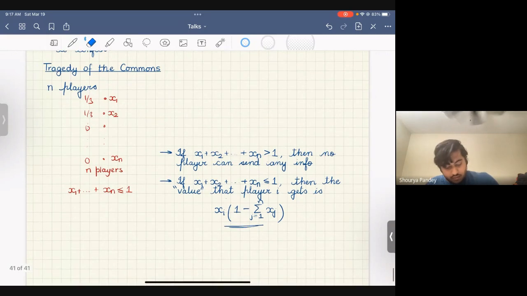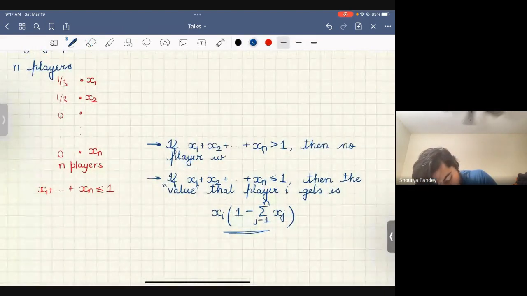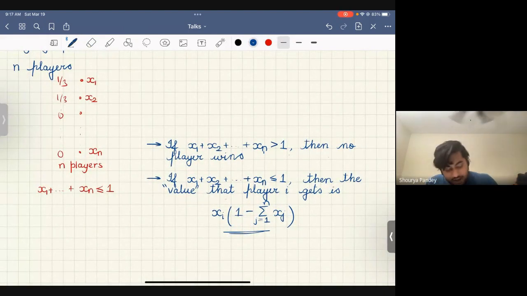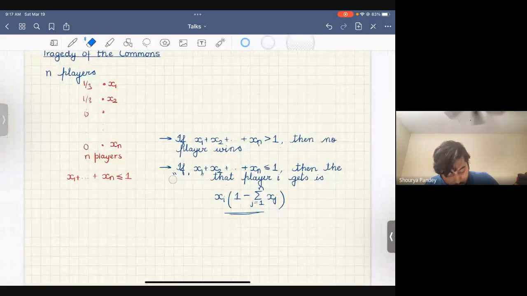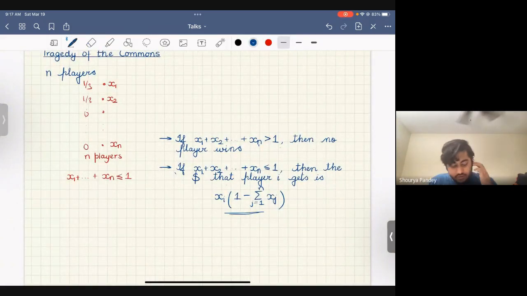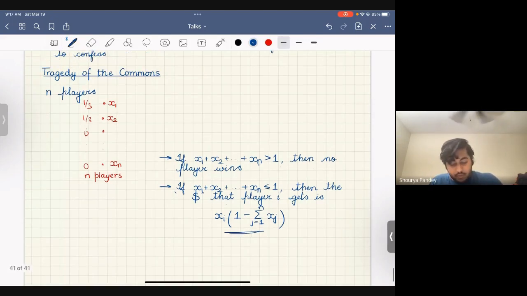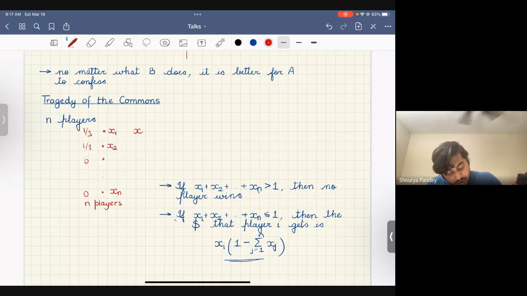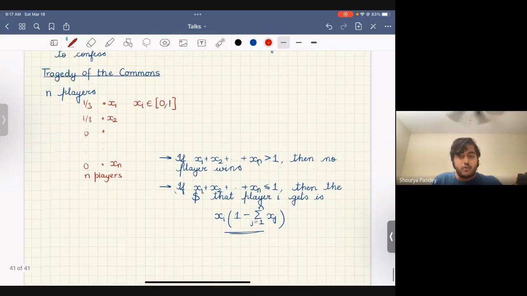So no player wins any money. I think I should write it that way. So the value, the money that player i gets, is this much, right? And we know that each xi will be chosen between 0 and 1. I mean, there's no point choosing anything more than 1, because then you don't get anything.